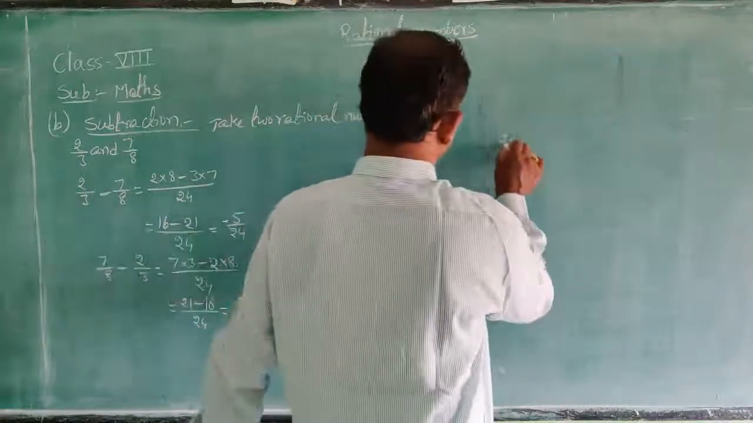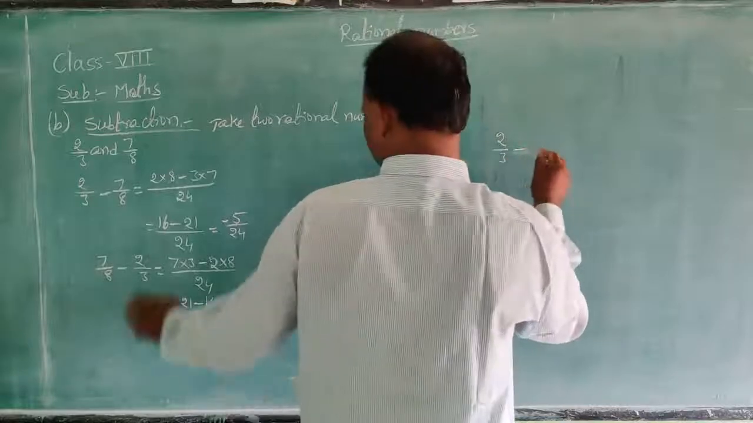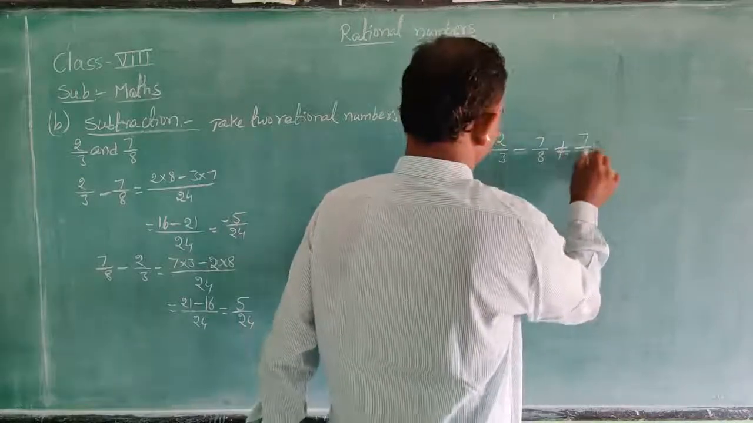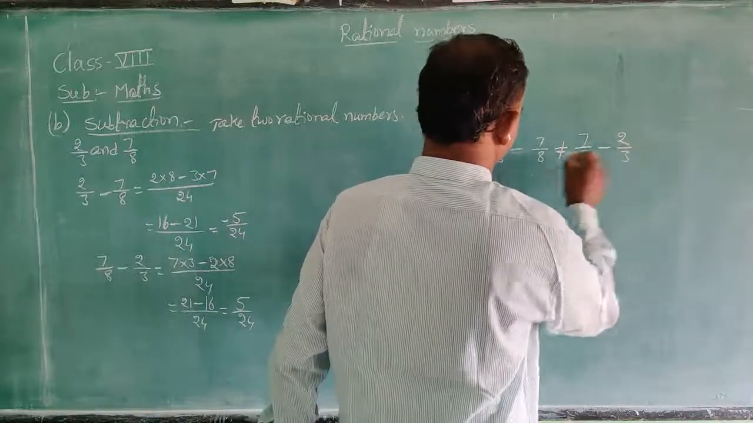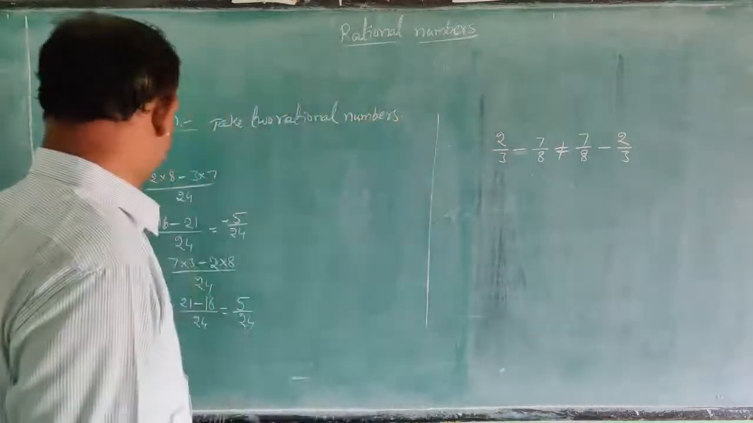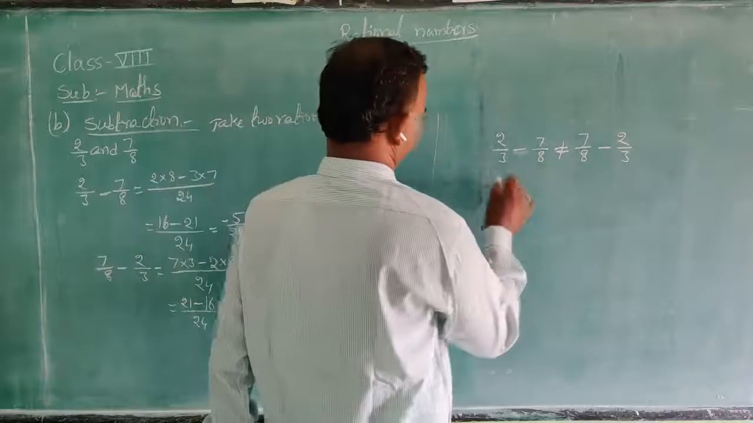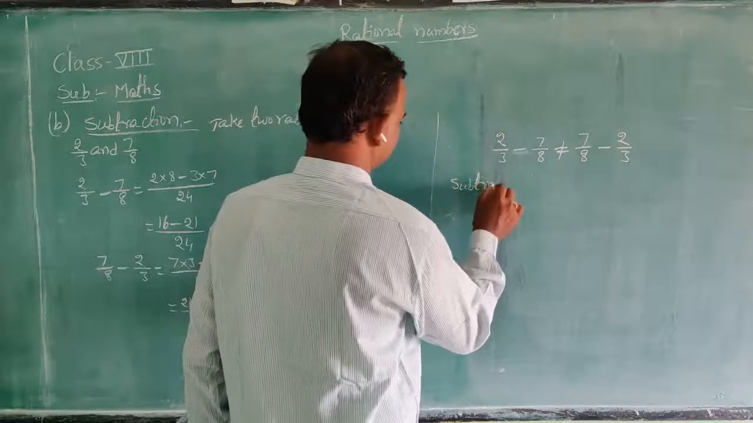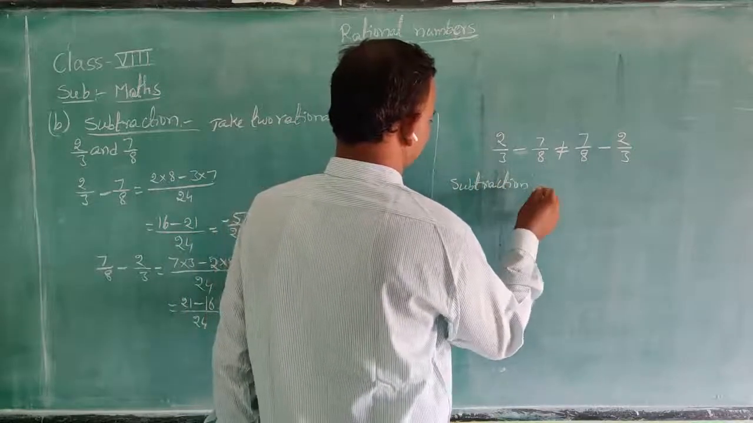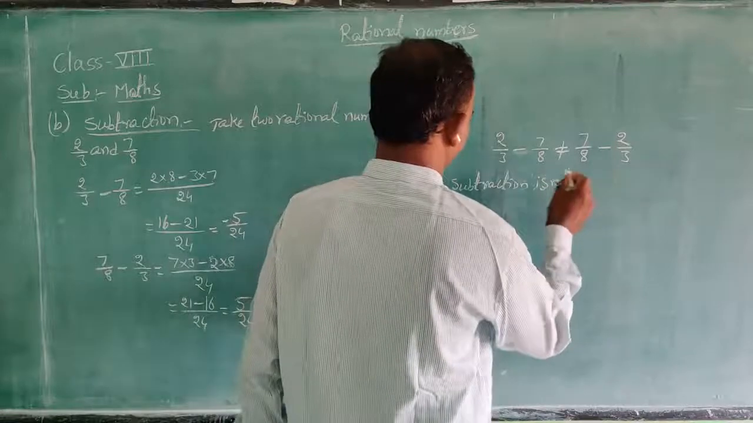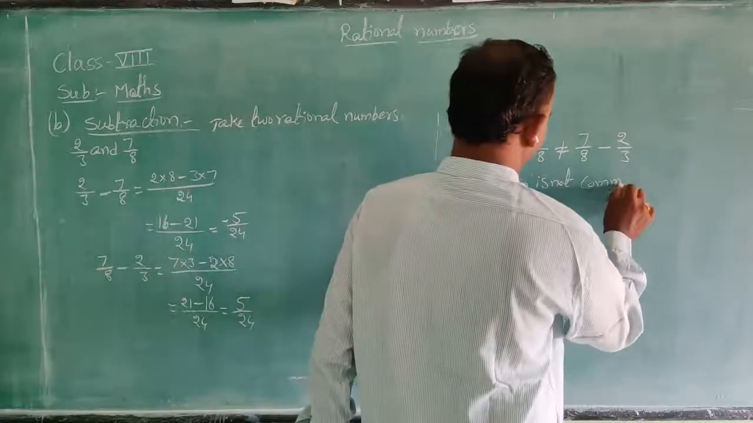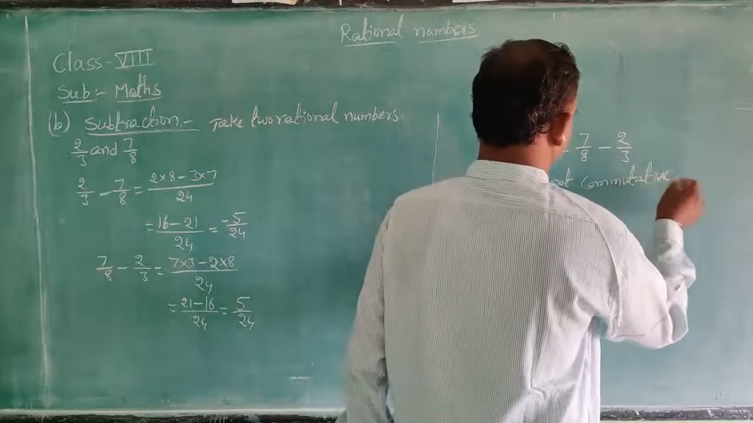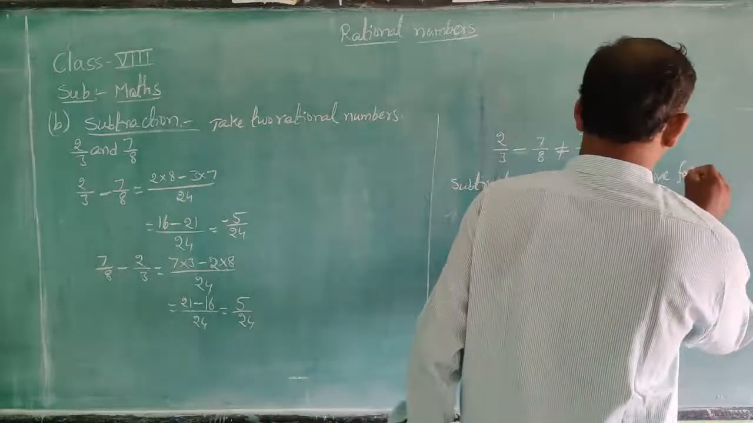That means 2 by 3 minus 7 by 8 is not equal to 7 by 8 minus 2 by 3. These two values are not equal. So subtraction is not commutative for rational numbers.